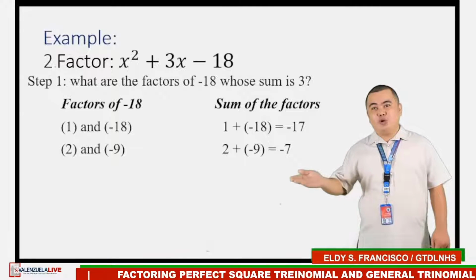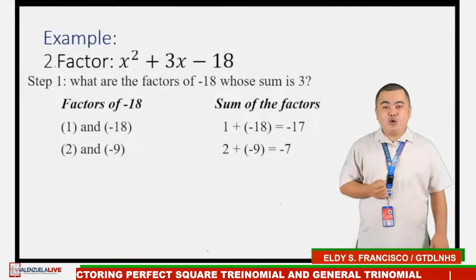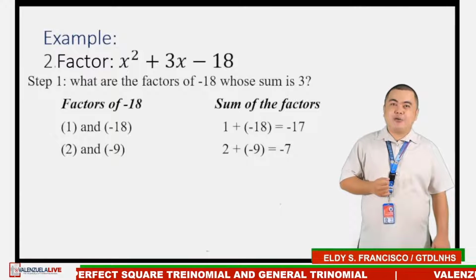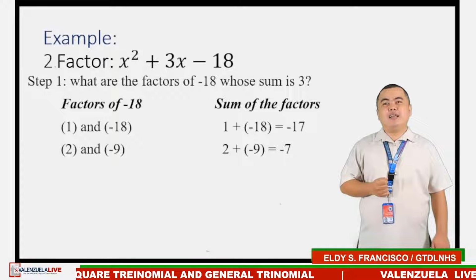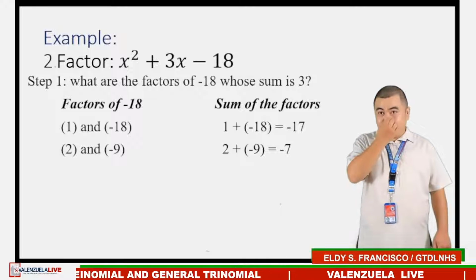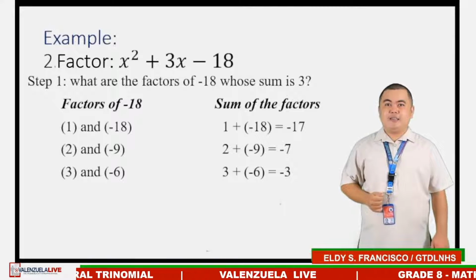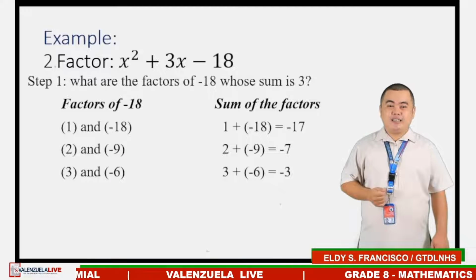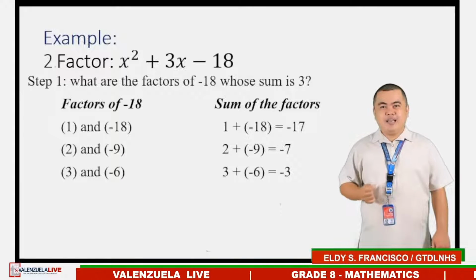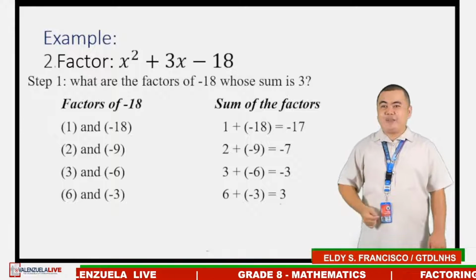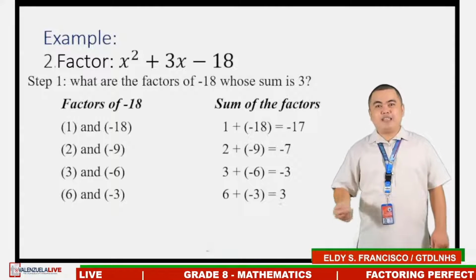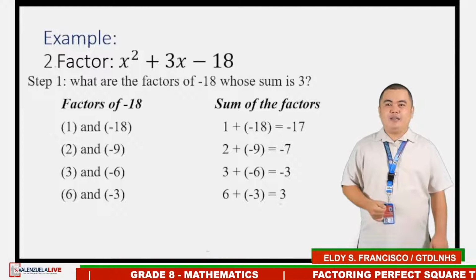We also have 2 and negative 9. 2 plus negative 9 equals negative 7. Yes. Okay, very good. We also have 3 and negative 6. 3 plus negative 6 is negative 3. Yes, we also have 6 and negative 3. 6 plus negative 3 equals 3.